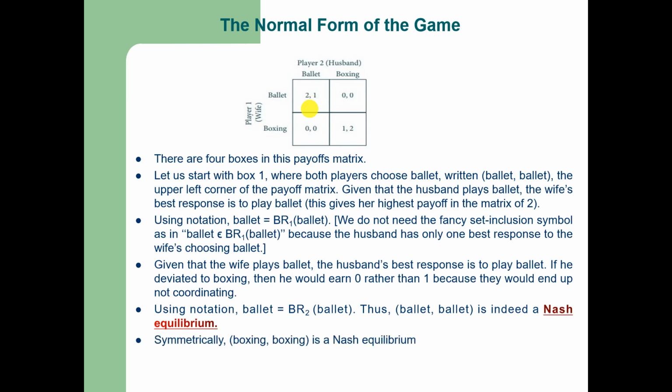Symmetrically, boxing is also a Nash equilibrium, because if the husband goes to the boxing, then the wife's best strategy would also be to go to boxing. In that way, her payoff is 1. But if she chooses ballet when the husband chooses boxing, then she would earn 0.